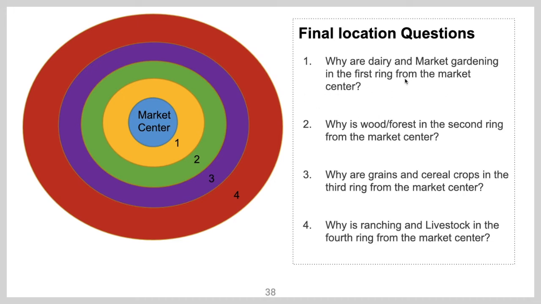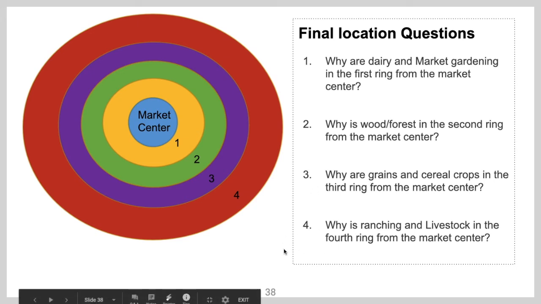Why are dairy and market gardening in the first ring? Why is wood, forest in the second ring? Why are grains and cereal crops in the third ring? I just kind of went through and explained a little bit of that, and you can rewind this and take a look again at or listen again to what I said regarding those 4 rings, but see if you could put that into your own words.